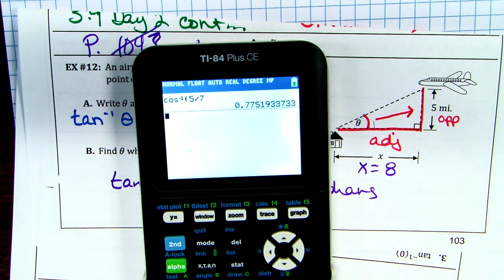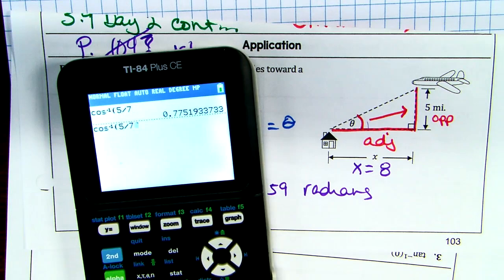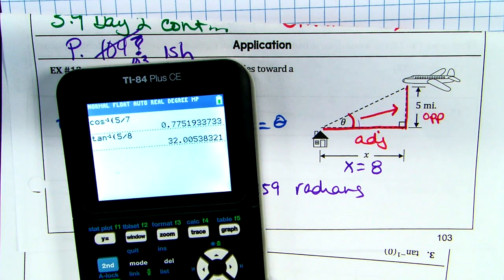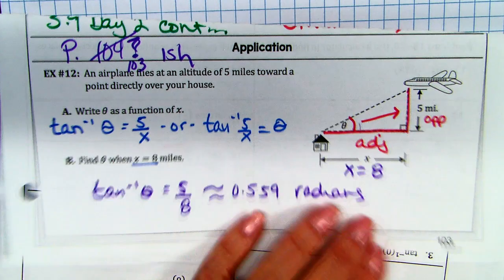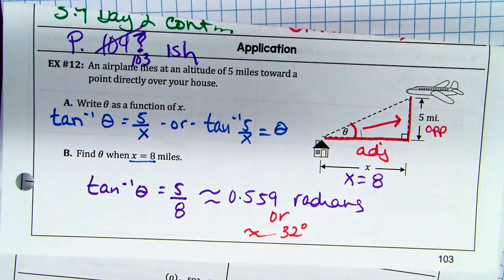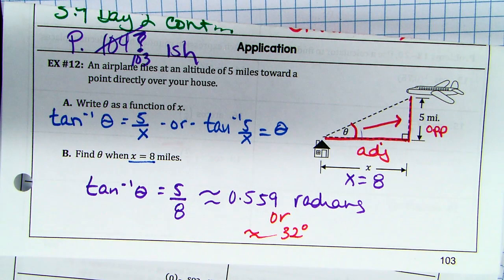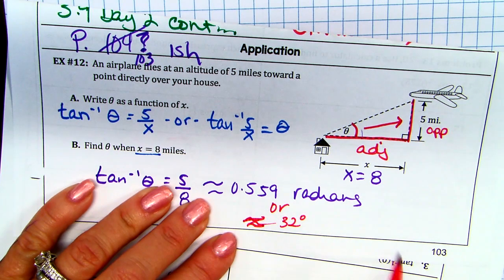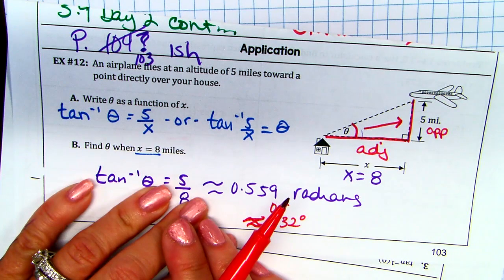And then you can just type that same thing right in your calculator. Second cosine 5 divided by, oops, sorry, that's not the same problem. Second tan, 5 divided by 8. And that would be about 32 degrees. So if you see a degree symbol, you know it's degrees. If there's no degree symbol, it's radians, or sometimes you'll see the word written next to it. Okay, so word problem, not difficult.